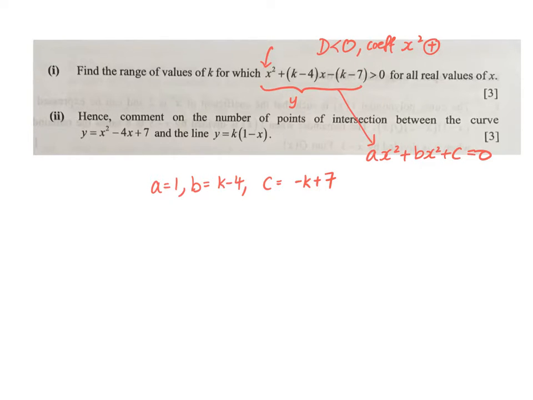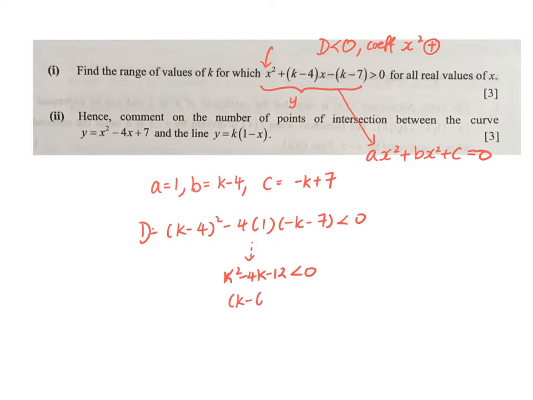Now with that, let's form up our inequality. The discriminant, b squared minus 4ac, is less than 0. Now simplify this. I hope you are able to do this by yourself, so I will not go through the nitty-gritty details. This gives you k squared minus 4k minus 12, which is (k minus 6)(k plus 2) less than 0. And this is basically just k between negative 2 and 6, by drawing the graph.